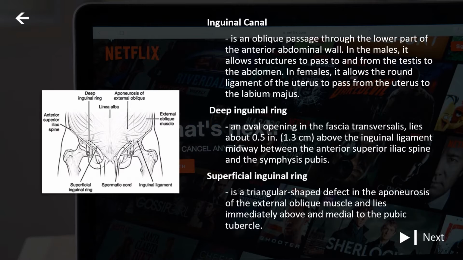The margins of the ring give attachment to the internal spermatic fascia, or the internal covering of the round ligament of the uterus. The margins of the ring, sometimes called the crura, give attachment to the external spermatic fascia.